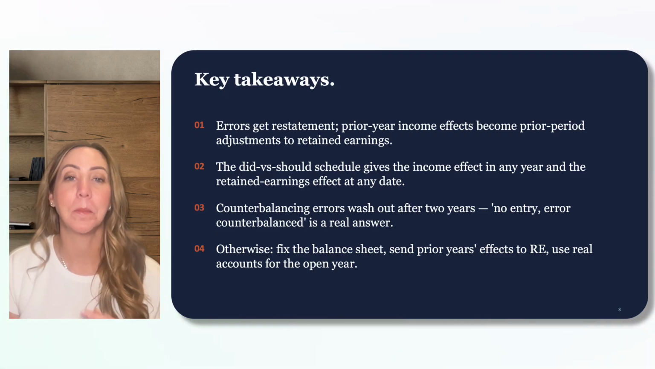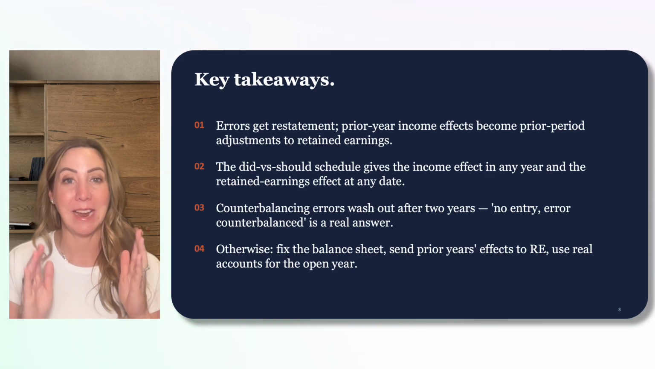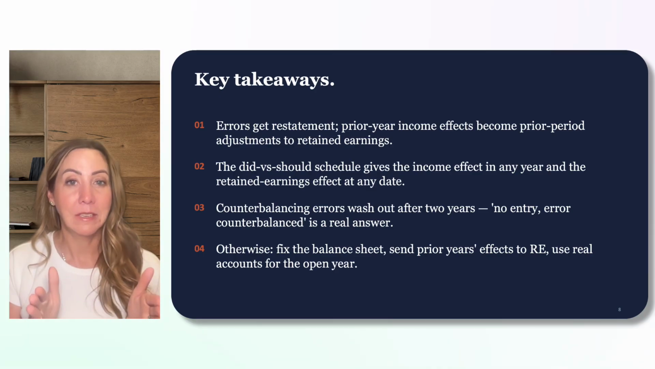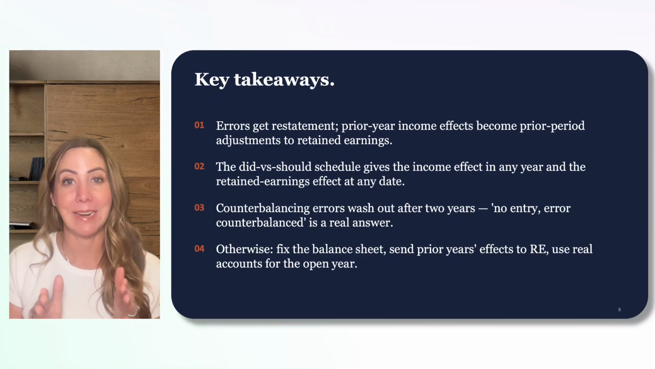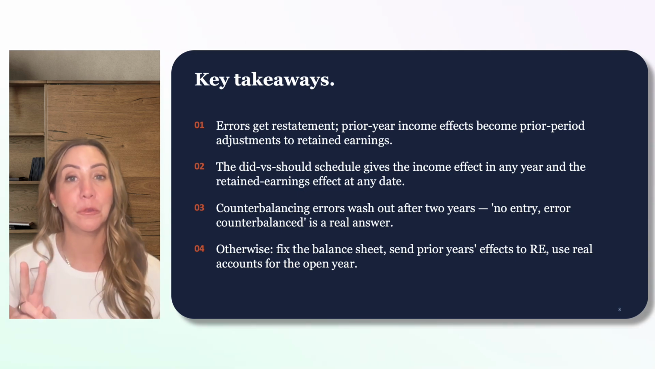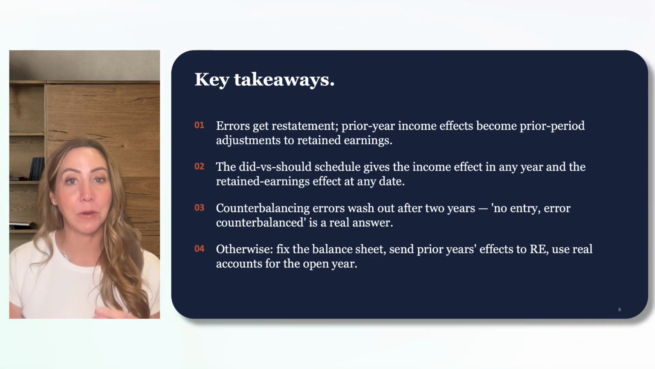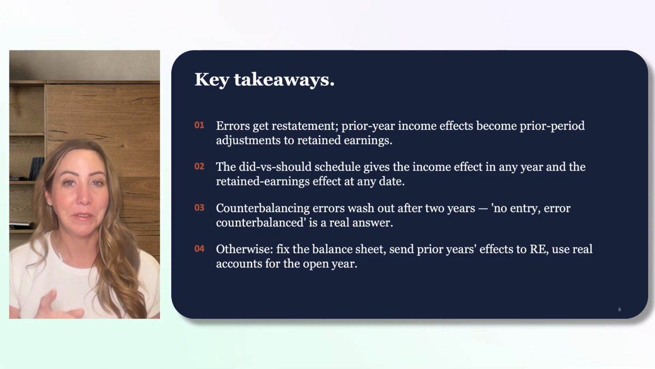Summarize the rules here. Most errors require a prior period adjustment to retained earnings and restatement of the financial statements. Using a did versus should schedule tells you the income effect of the error in every year, and the running total tells you the retained earnings effect at any date. Counterbalancing errors wash out of retained earnings after 2 years, and if no balance sheet account is still wrong, the answer is genuinely no entry. For everything else, fix the balance sheet accounts and retained earnings, then fix the current year's revenue and expense accounts, but only if the books are still open.